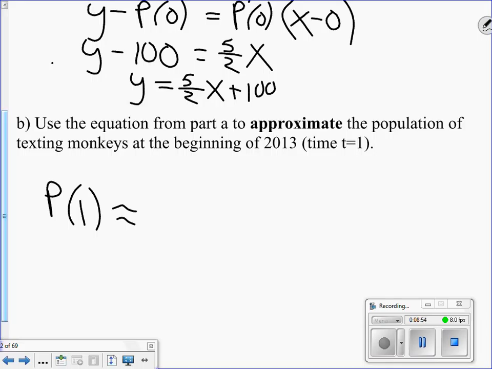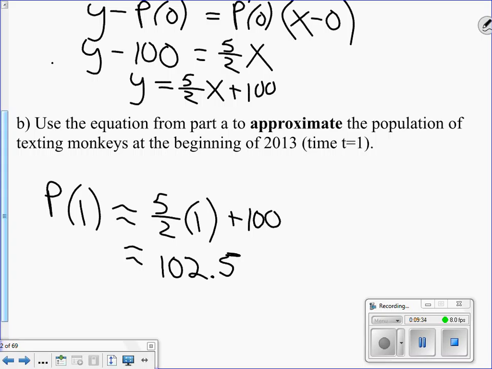What are we going to plug into the tangent equation? 1. Do we plug it into the y or the x? The x, right? Because basically we said y on the population curve is roughly equal to y on the tangent line. So we just plug the 1 into the x of our tangent line. How many little texty monkeys do we have? 100 and... Say it, Emily? 102.5.